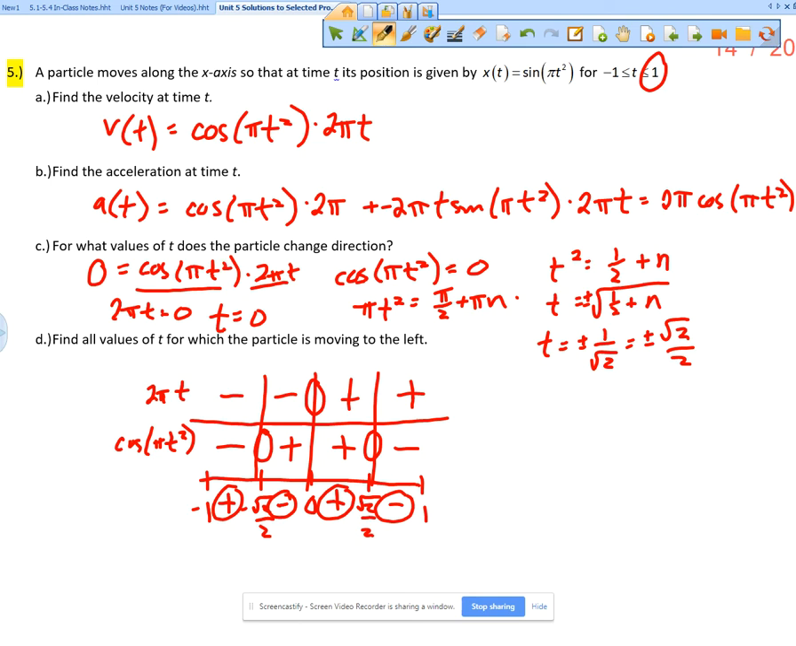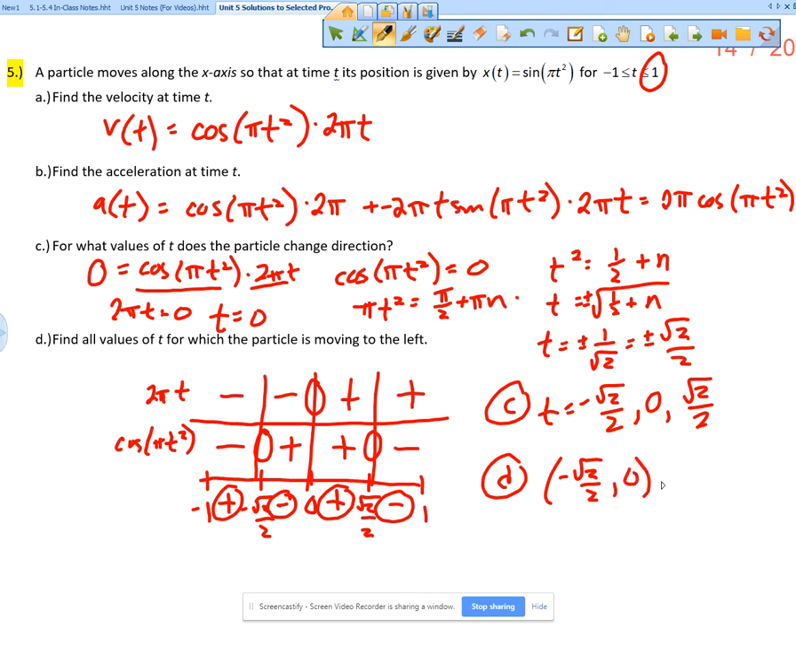So when does the object change direction? Change of direction is when the sign of velocity changes. So velocity changes sign at negative root 2 over 2, 0, and positive root 2 over 2. So the answer for C is t equals negative root 2 over 2, 0, and positive root 2 over 2. And then it says, when is the object moving to the left? Moving to the left would be when velocity is negative. So negative root 2 over 2 to 0, and root 2 over 2 to 1. All right, so that is problem number 5.